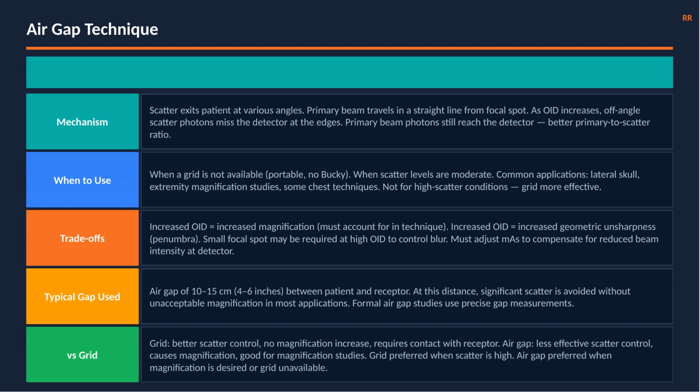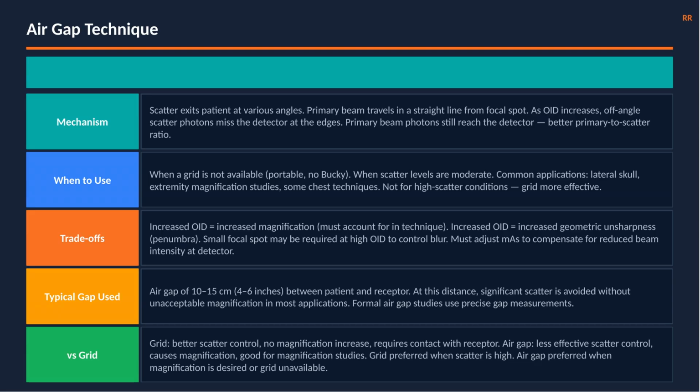A typical air gap of 10 to 15 centimeters, 4 to 6 inches, provides meaningful scatter reduction in most applications. The trade-offs are real and must be managed. Increasing OID increases magnification. The magnification factor formula applies directly: M equals SID divided by SOD, and increasing OID decreases SOD. You also get more geometric unsharpness. Penumbra increases with OID.